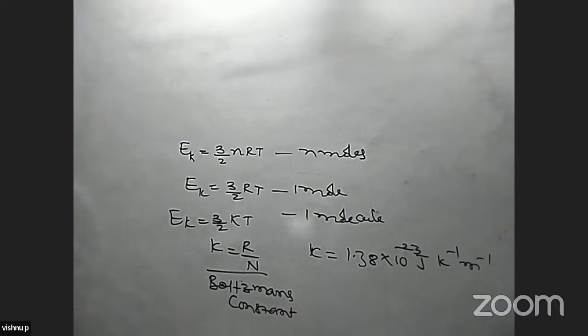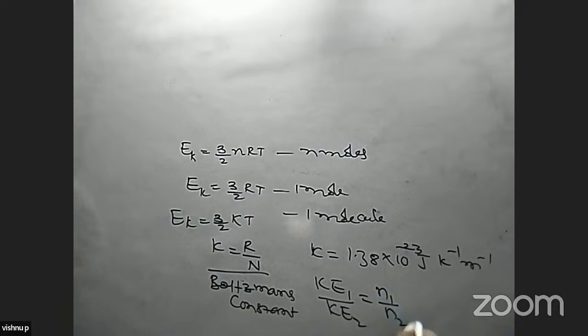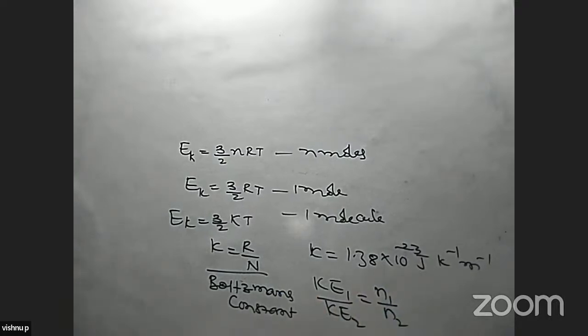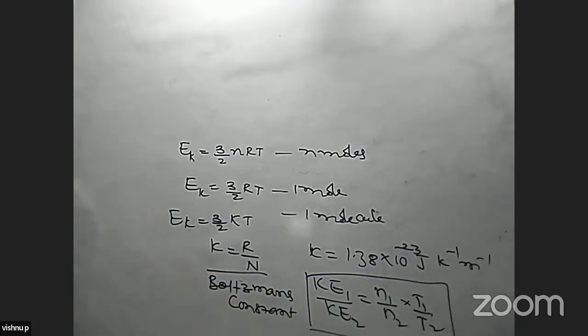And next, when you compare two gases, kinetic energy of first gas by kinetic energy of second gas, we use this formula: N1 by N2, number of moles of gases, into the temperature also, because kinetic energy is directly proportional to the temperature of the gas. So this is the kinetic energy of gas molecules.